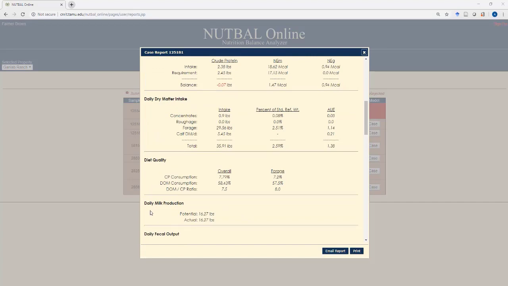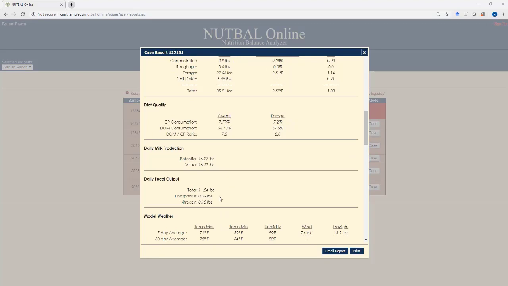The next section, which you'll only see for your lactating animals, is the daily milk production section. So it's just a brief little section that describes the potential production based on your animal's breed and stage of lactation, and the actual production. So that's a prediction based on your animal's nutritional status. So right now, likely just because there's a very small deficiency, NUTBAL is predicting that the cow is pulling from her own reserves to keep up to her total potential milk production. You might see it decreased if your animals were more deficient in a nutrient.